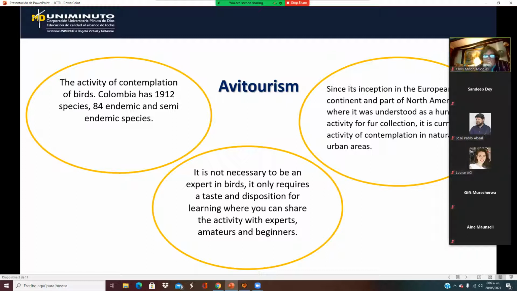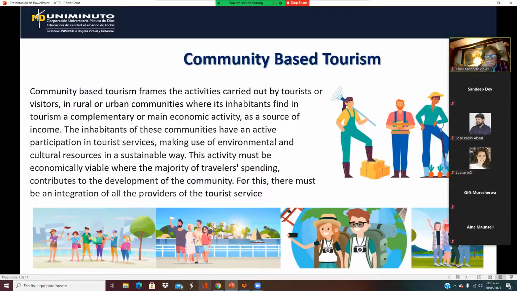To be a bird watcher, it is not necessary to be an expert in birds. For example, this is my case. I am not an expert in birds. I consider myself an amateur. I know a few things about birds, but I have the disposition and the attitude. There are people that have good equipment, a good camera, and many different things that you require for watching. But it is not necessary. You can be watching without expensive equipment.